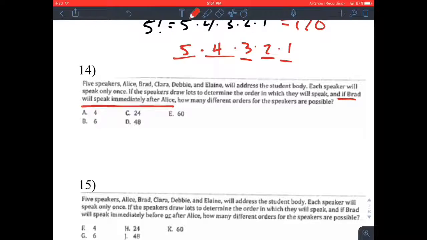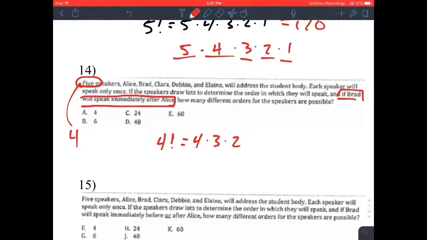Well, if Brad and Alice are locked together, Brad's always after Alice. That really means that we only have 4 different ways to do this instead of 5, because we're treating them as one person. So this is 4 factorial, which is 4 times 3 times 2 times 1. 4 times 3 is 12, times 2 is 24. So this is 24 possibilities.